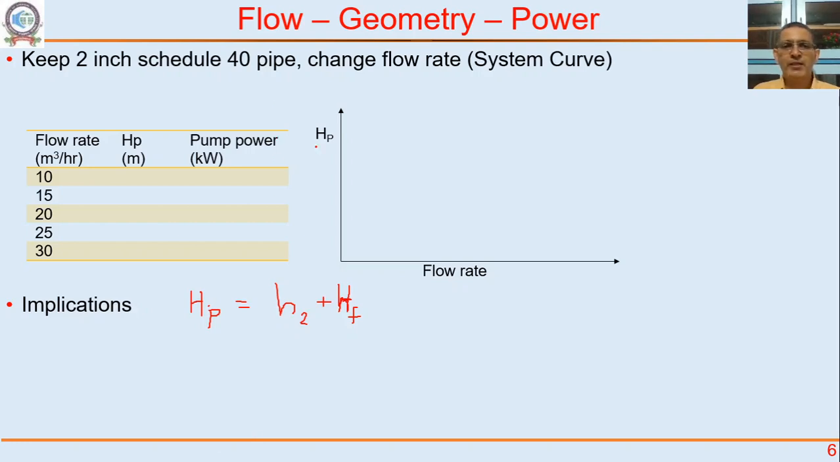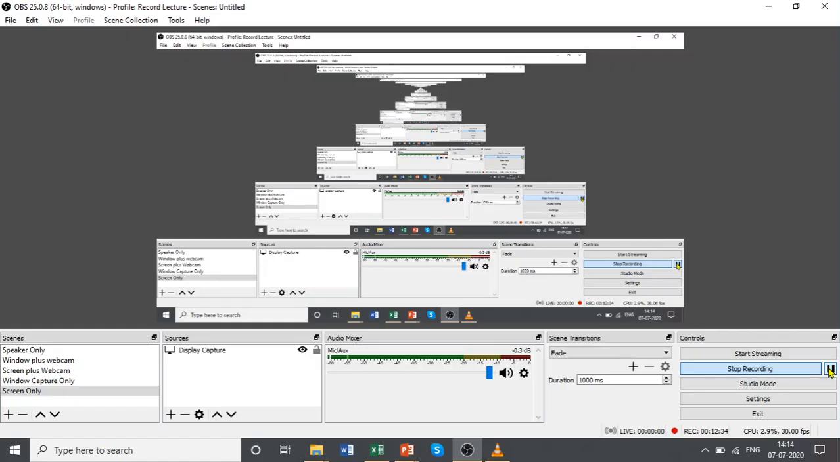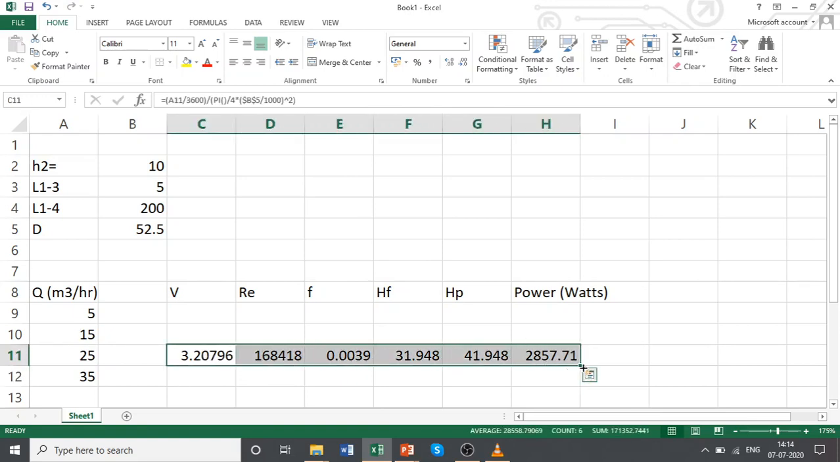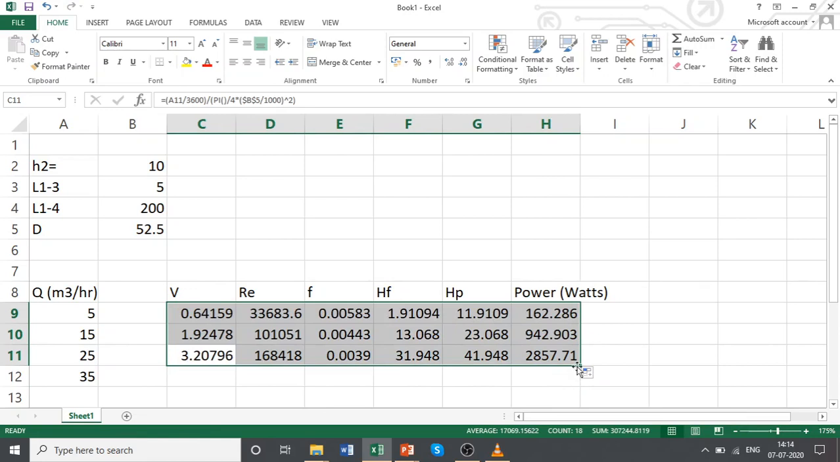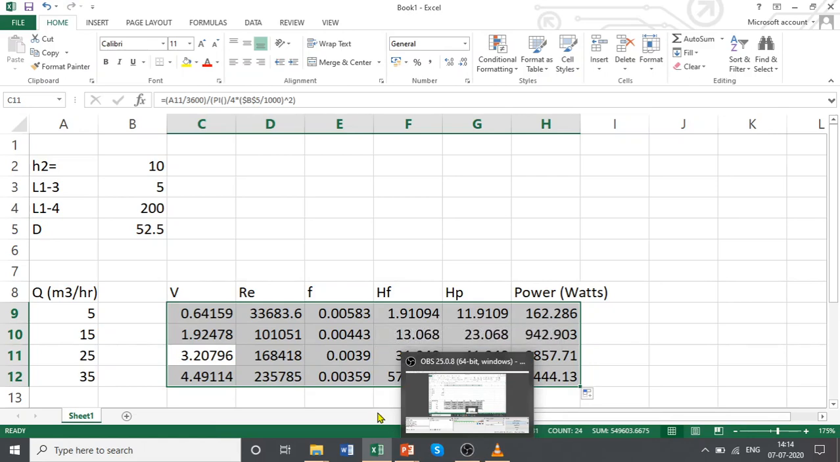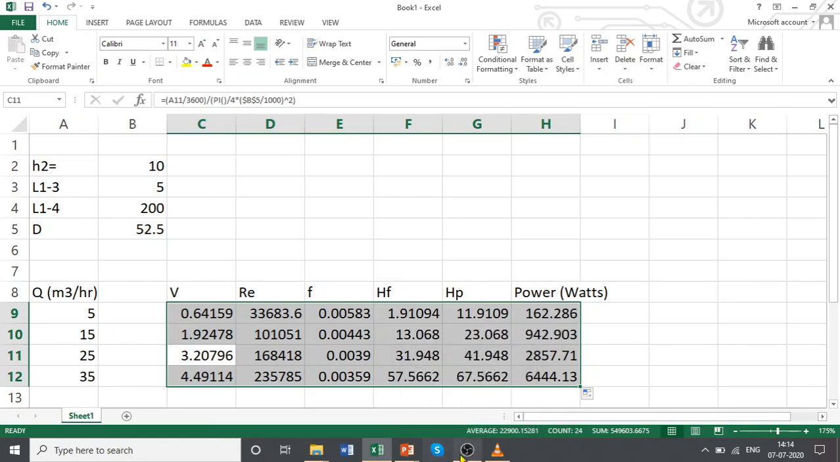So if you plot HP versus this flow rate, let's see how this looks like. We can again do it very quickly in Excel. Right, let's go to Excel and we can see this for ourselves. So I've written the formula now. If I have to do it for different flow rates, all I have to do is just copy these things. It becomes so much easier. You see, as the flow rate goes up, power required goes up. That's because the frictional loss is increasing significantly.